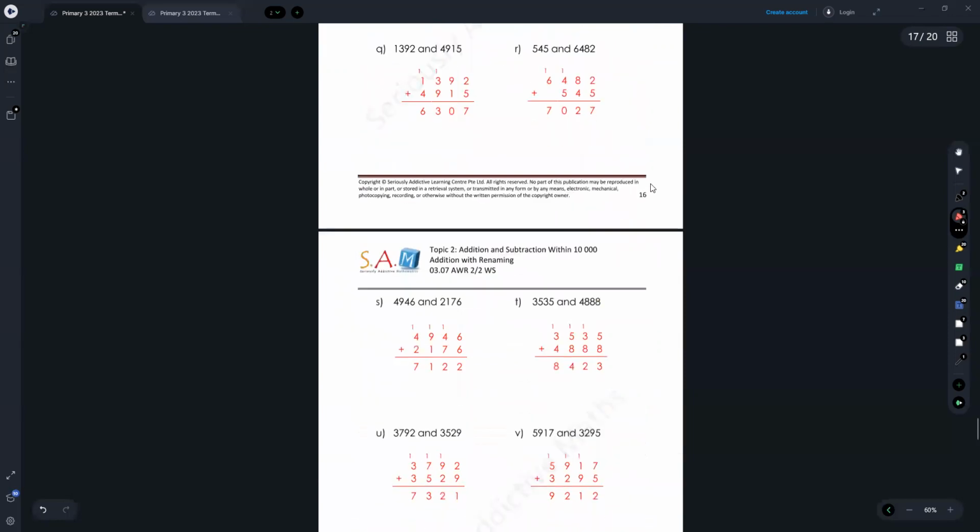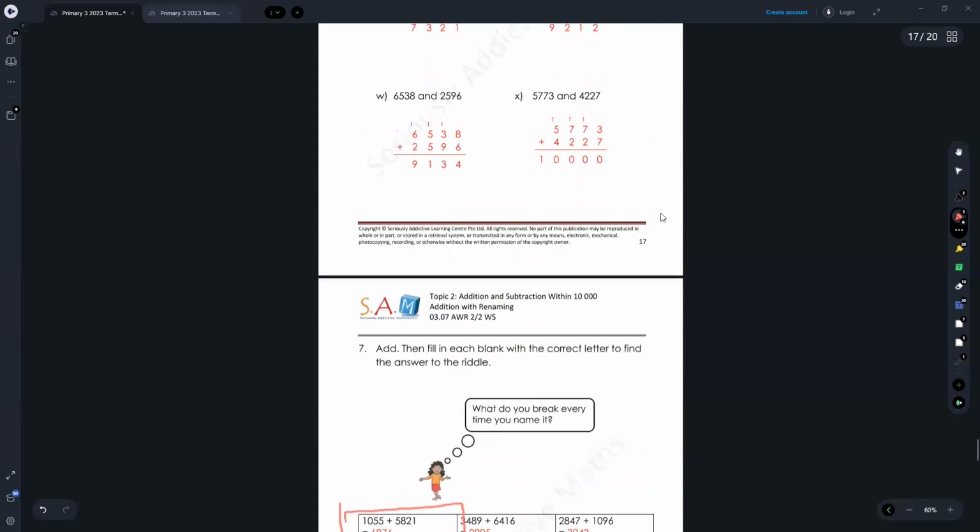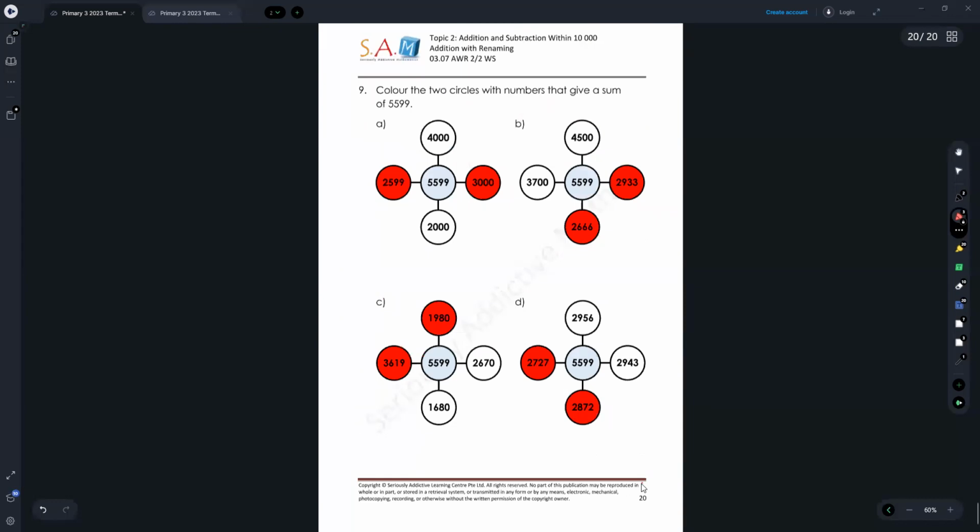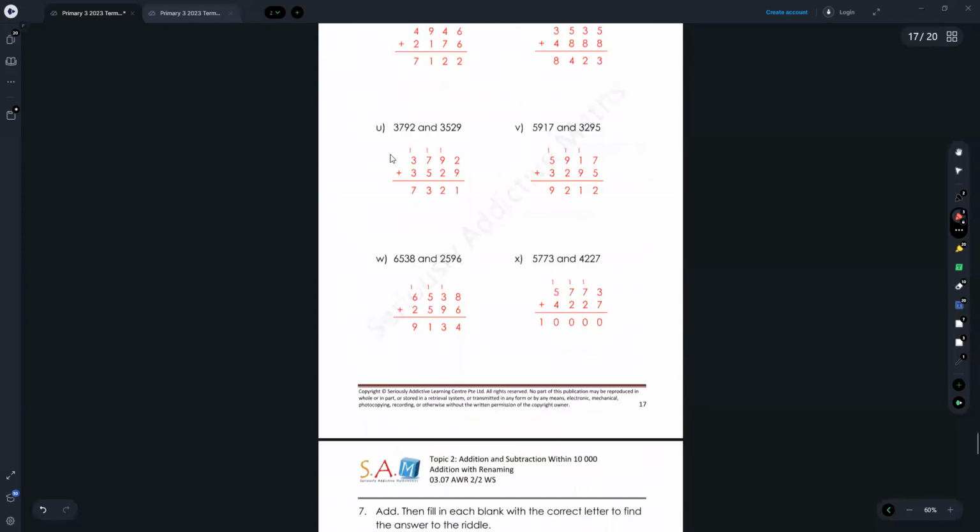Or if you like, page 16 to page 20 as homework. Okay, so no need to assign all, right? It'd be too much for them.